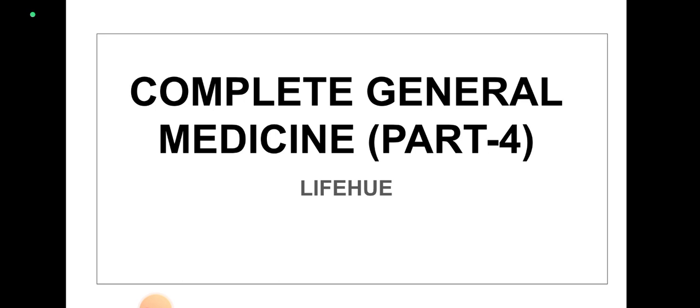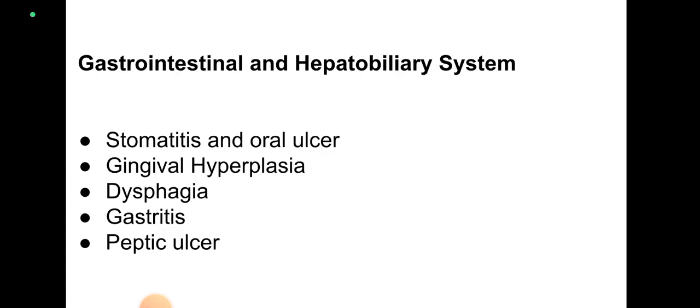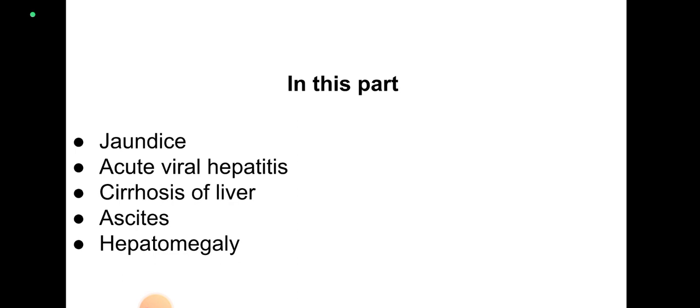This is the fourth video of our complete general medicine series. In this series, we are going to cover practical and theoretical topics of general medicine. In our last video, we talked about stomatitis and oral ulcer, gingival hyperplasia, dysphagia, gastritis, and peptic ulcer, which were the topics of gastrointestinal system. In this video, we will talk about hepatobiliary system. Topics are jaundice, acute viral hepatitis, cirrhosis of liver, ascites, and hepatomegaly.